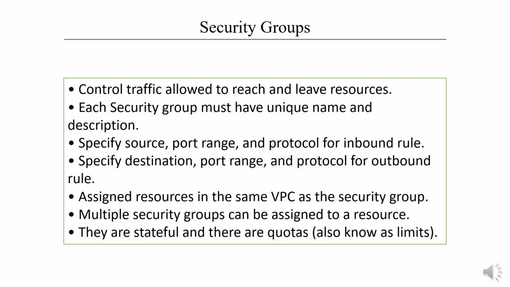A VPC comes with a default security group. However, additional security groups can also be created. A security group can only be assigned to resources in the same VPC as the security group. Multiple security groups can be assigned to a resource. There are quotas, also known as limits, on the number of security groups that can be created per VPC. Rules can be added to each security group, and security groups can be associated with a network interface.